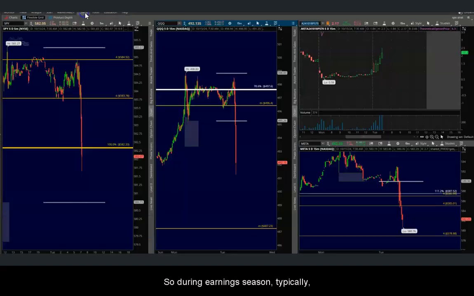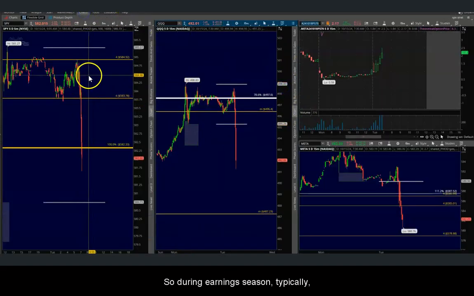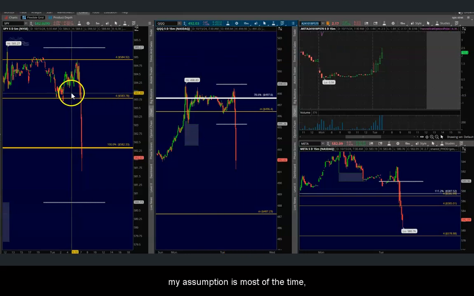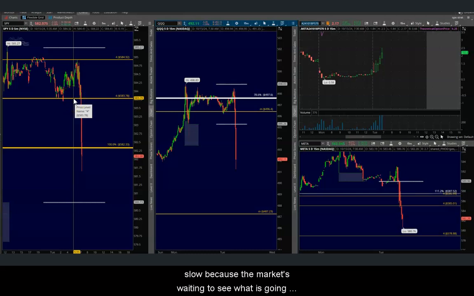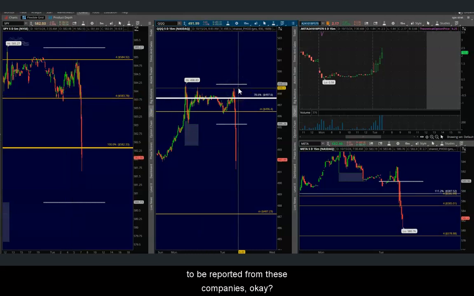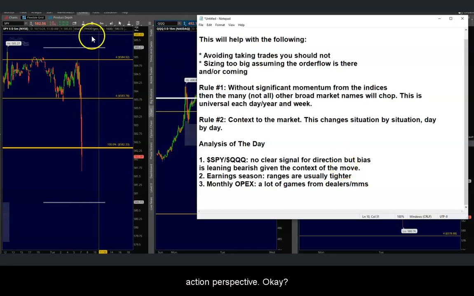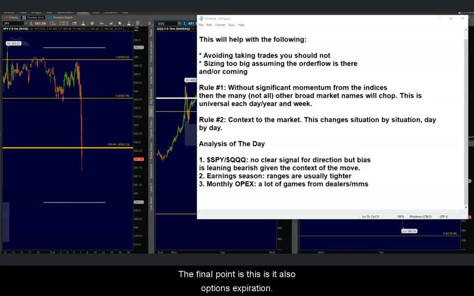Okay, so during earnings season, typically my assumption is most of the time, okay, the price action is generally slow because the market's waiting to see what is going to be reported from these companies. Okay. So my expectations tend to be lowered a bit from a price action perspective. Okay. The final point is it's also options expiration.